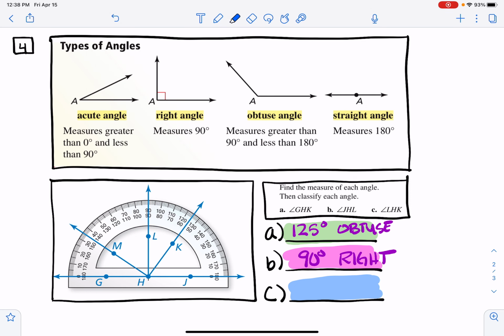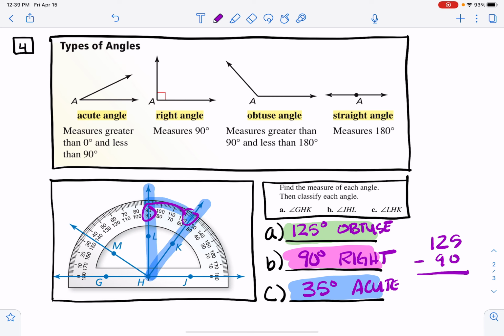What's the measure of LHK? So here's L, there's H, and then there's K. Okay, so this one we're gonna do a little bit of subtracting, but that's not a real big deal. So all we're gonna do is figure out the space between here and here, between 90 and 125. So what's the difference between 90 and 125? It's just 35 degrees, right? So we're gonna say this is 35 degrees, and a 35-degree angle is acute. Okay, so remember, if this is 90 and this is 125, what's the difference between those two? Right, I just did 125 minus my 90, so that should be 35 degrees.